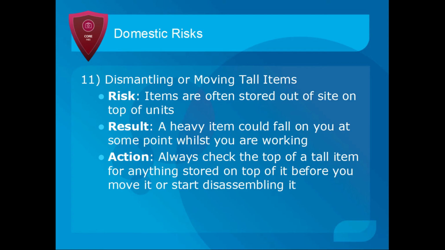So always check the top of a tall item for anything stored on top of it before you move it or start disassembling it. You won't always be able to see it, especially if there's a cornice around the top of the wardrobe or chest or bookcase.